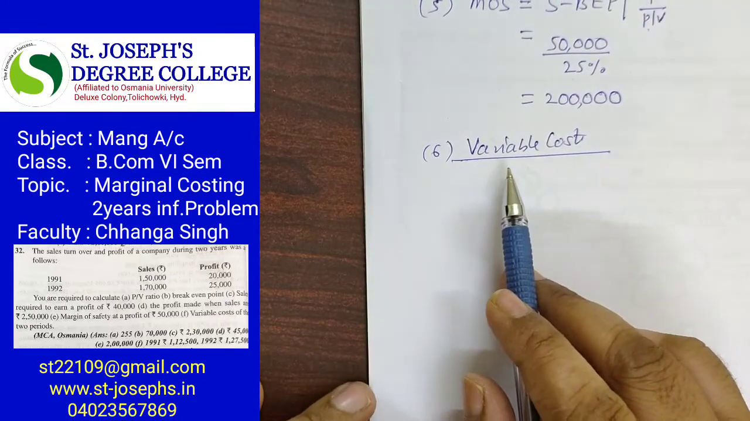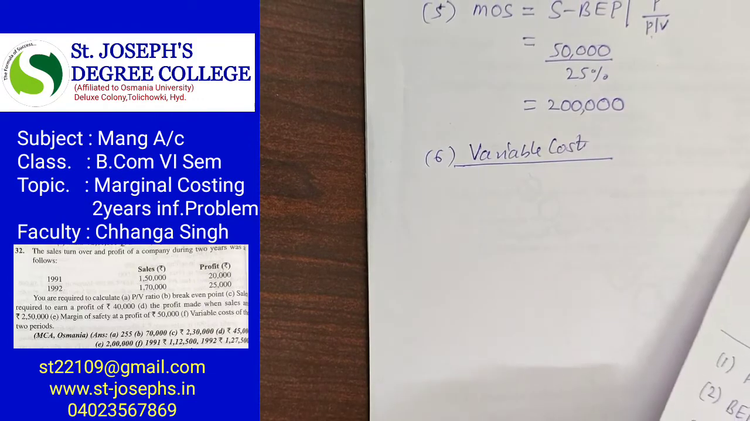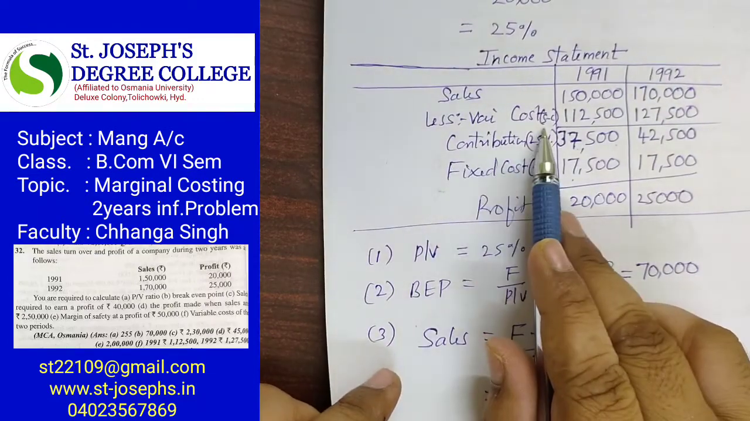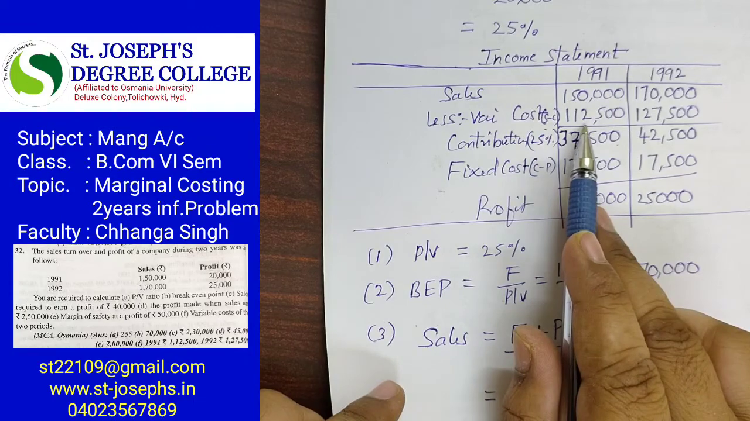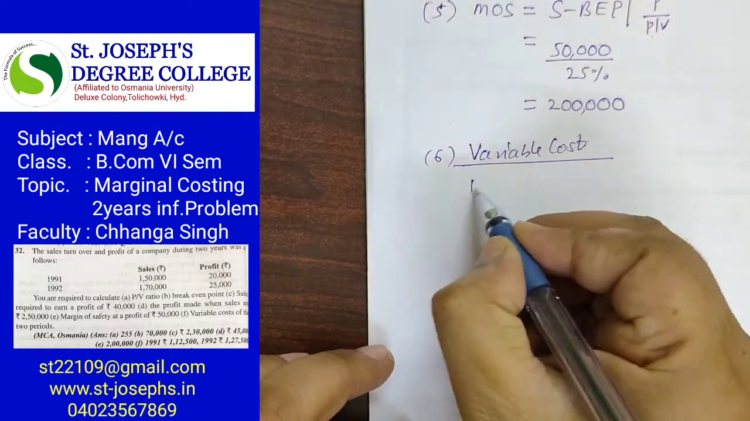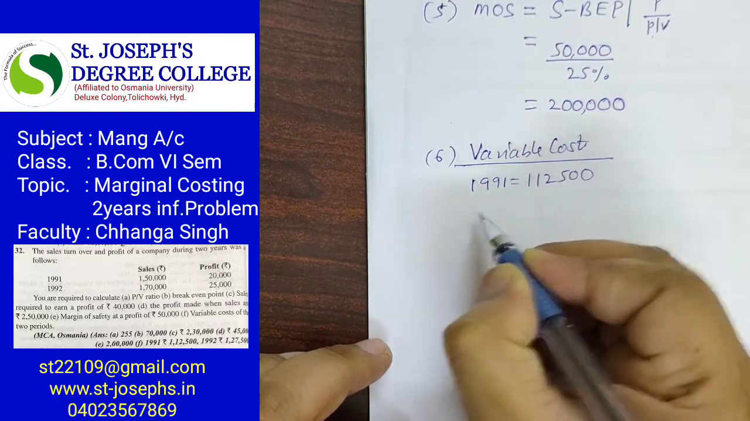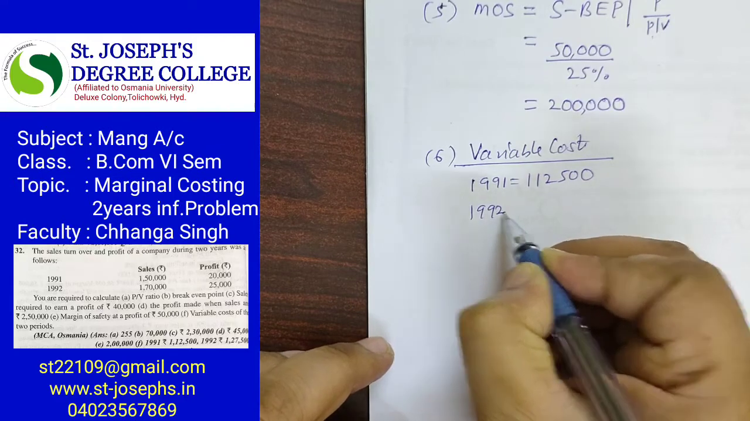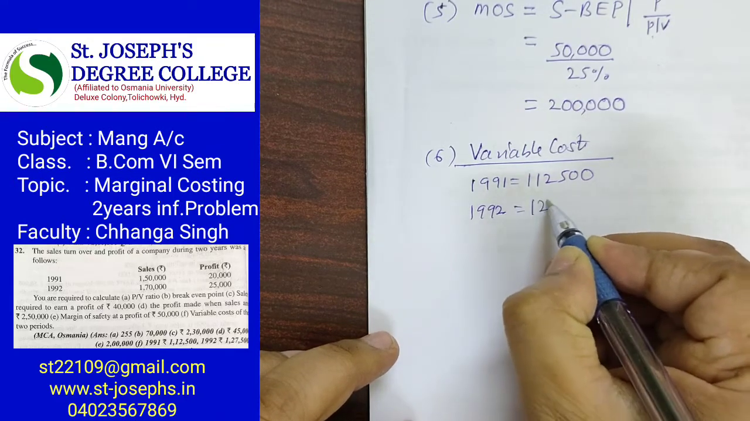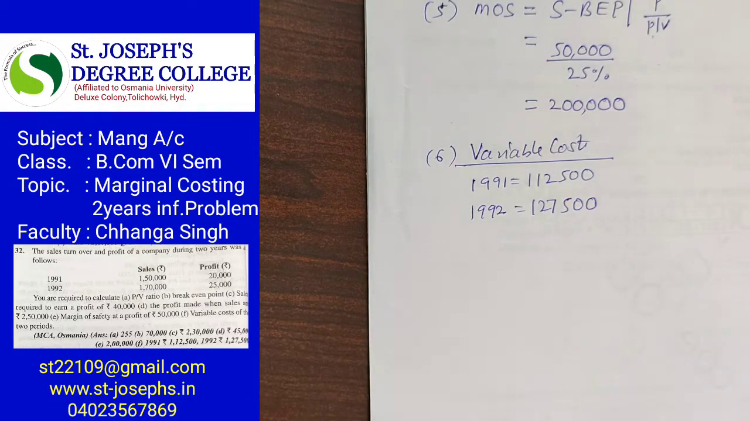Now the last one, variable cost, which has already been calculated. Variable cost is equal to 1,12,500 for 1991 and 1,27,500 for 1992. This is how to solve a long problem, a 2-year informative problem.